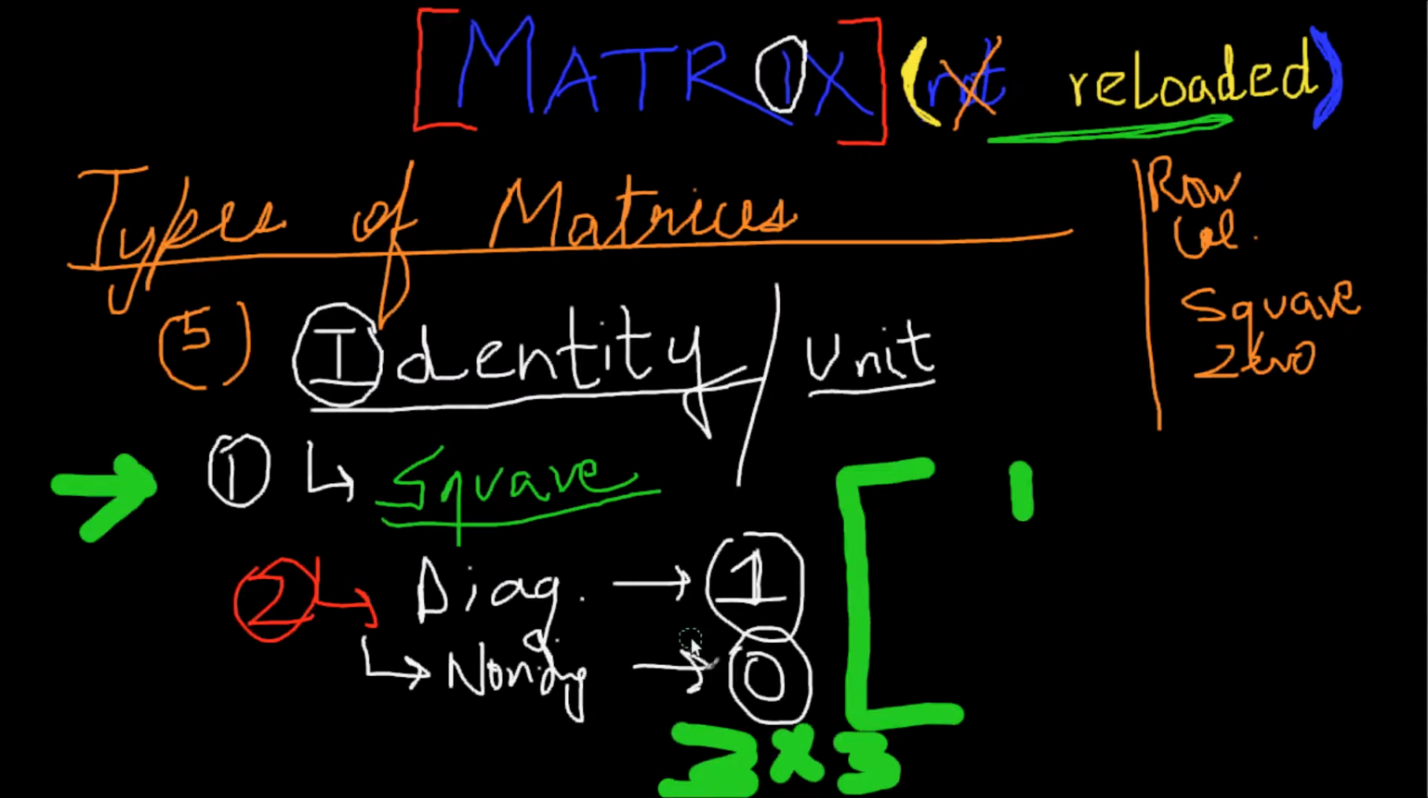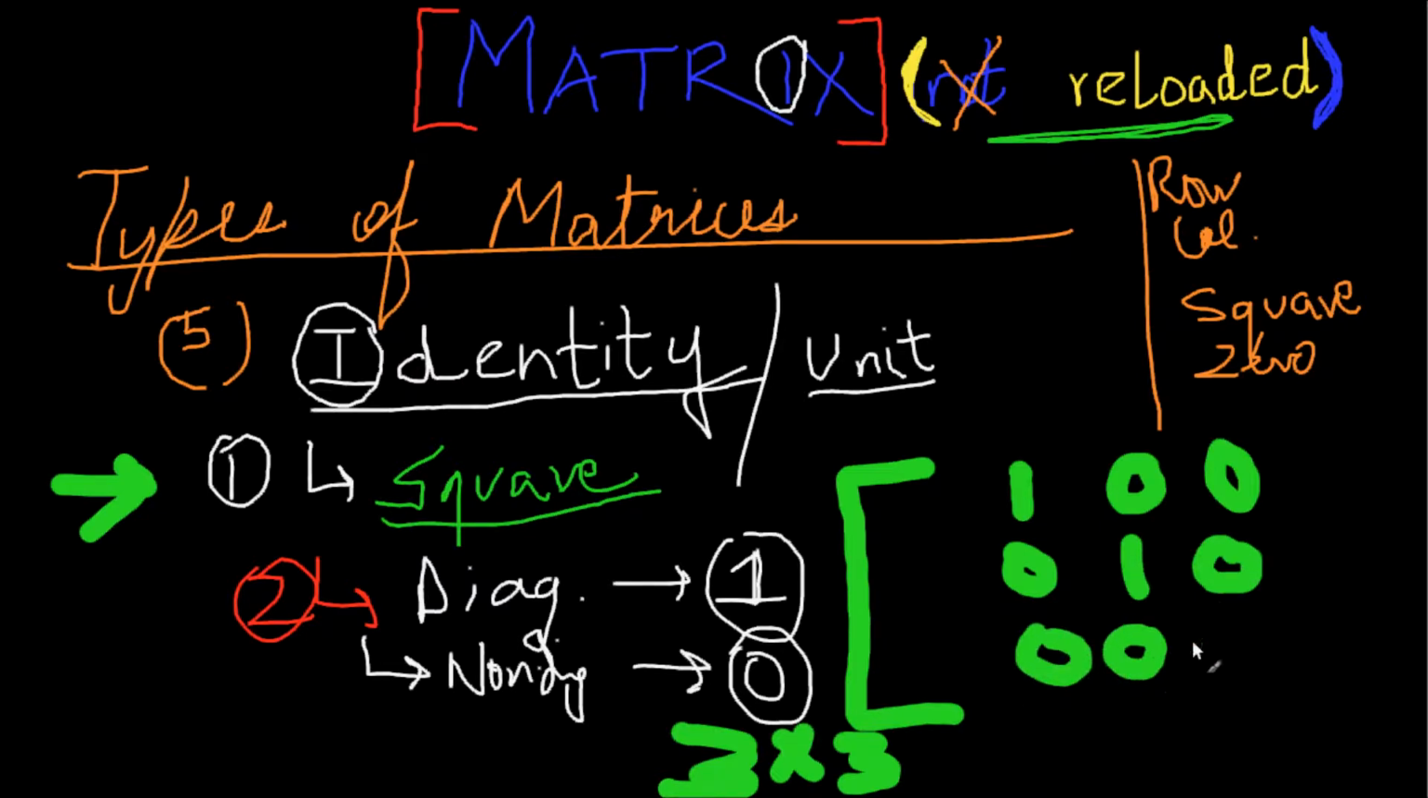Diagonal elements have to be 1. Non-diagonal elements have to be 0. So 1, 0, 0, then 0, 1, 0, guys, sorry, I went wrong again there, and 0, 0, 1. So there you go. There is what you have, an identity matrix.